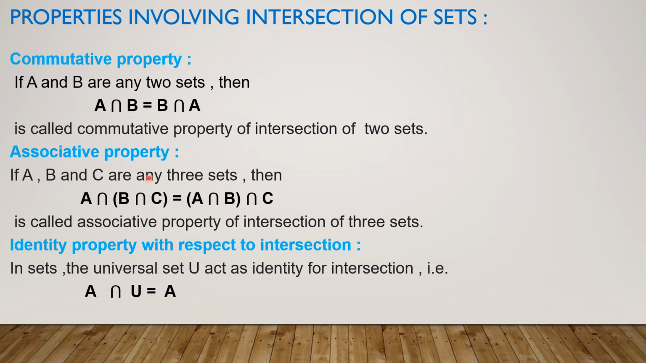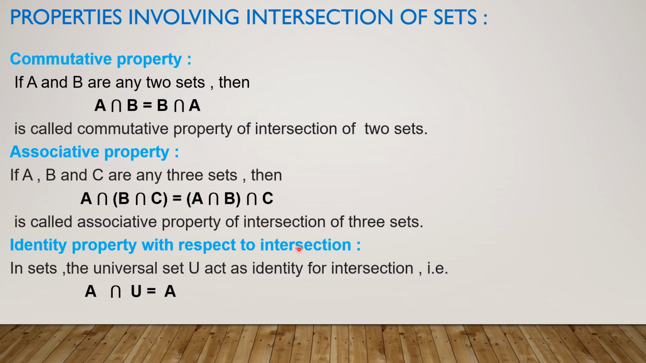Associative property involving intersection. A, B, C are any three sets, then A intersection (B intersection C) is equal to (A intersection B) intersection C. The only difference is of brackets. On left hand side we have bracket on last two values, and on right hand side we have bracket on first two. So here we have to find first B intersection C, while here we will find A intersection B first, and then with the answer we will find intersection with C.